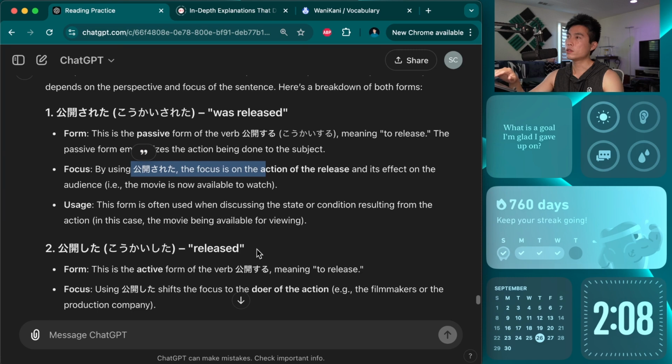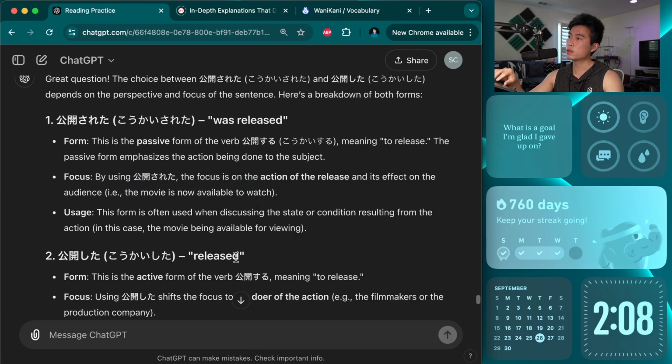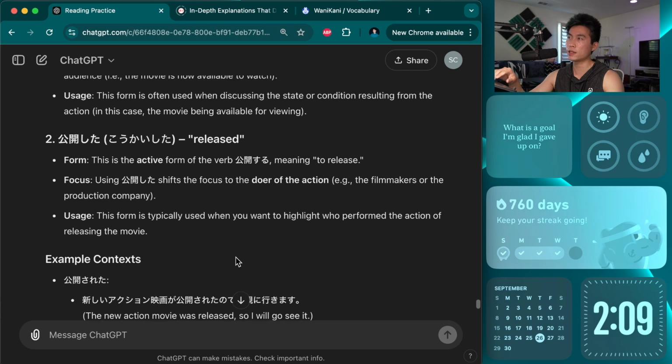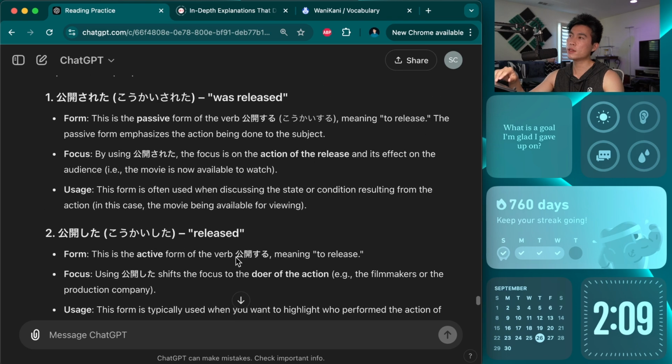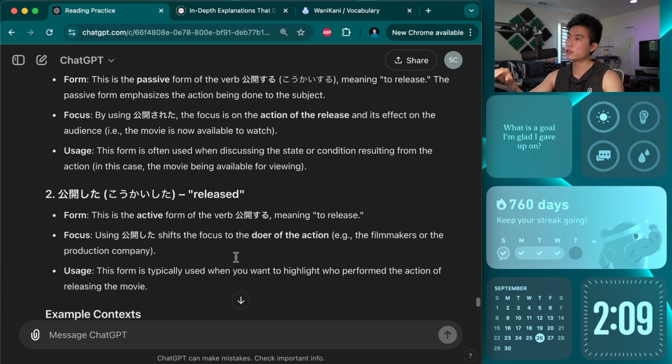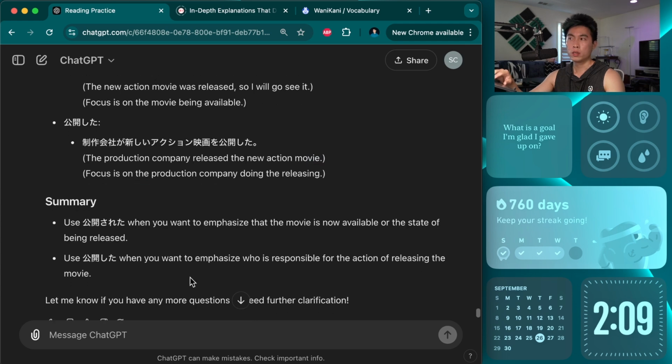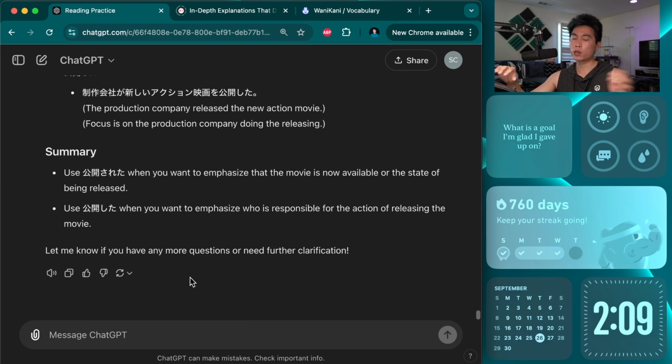I see. That's slightly confusing, but I think I get it. It's sort of like a shift of subject, focus of subject, like what did what. The movie was released versus somebody released the movie, I think. Yeah, that's what it says here, to highlight who performed the action of releasing the movie. Okay, that is something I will need to work on more.